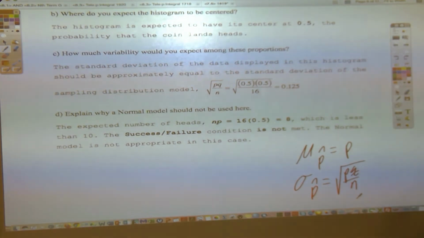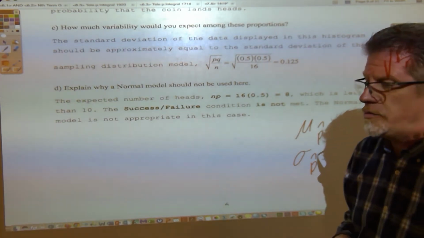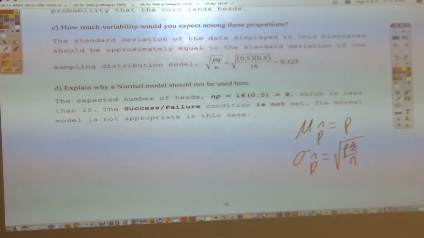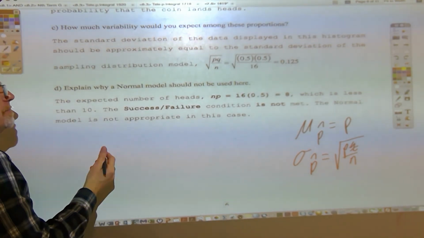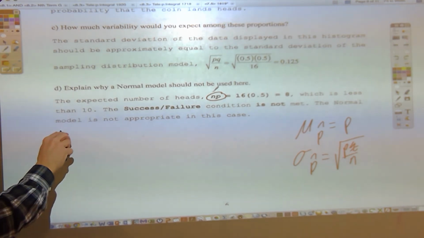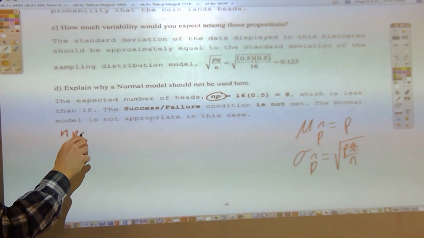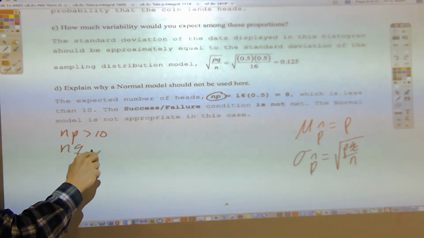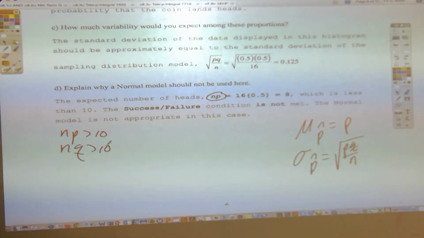And then it says, explain why a normal model should not be used here. Now, on the test, by the way, when they ask you that question about whether a normal model should be used, if it's already known to be a binomial situation, then all you have to do is look at NP to see if it's greater than 10, and NQ to see if it's greater than 10.